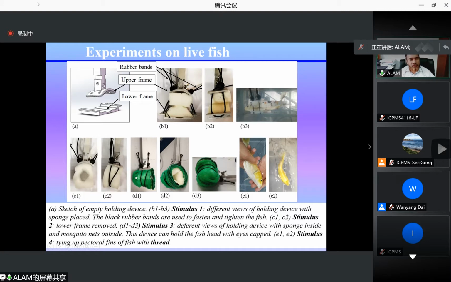Usually the fish tries to escape suddenly. Rather, we want it to be swimming. So we try to cap the head of the fish using a mosquito net outside. When you cap the fish head, really it does not move at all. So then we use another technique, like a thread on the pectoral fins. If we go to the next slide, it will be more clear.